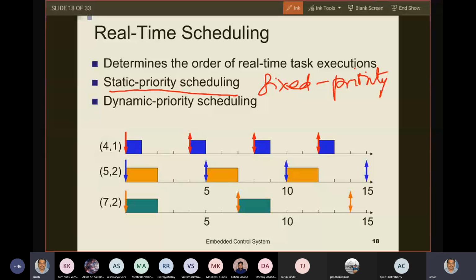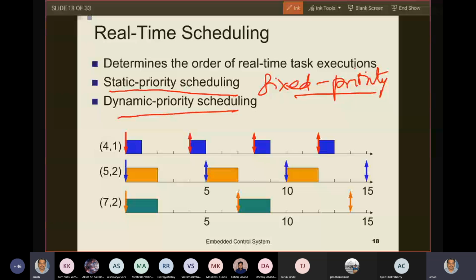So fixed priority or static priority scheduling algorithm and dynamic priority scheduling algorithm. Before that, we need to understand what we mean by priority. What is priority? Priority is the relative importance of a task in a group of tasks. Given a set of tasks, what is the relative importance of this task? Suppose multiple tasks are ready for execution at a given time on the processor, which of these tasks should you select? The one that is most important at a given point in time. What is most important at a given point in time is decided by the priority of this task.